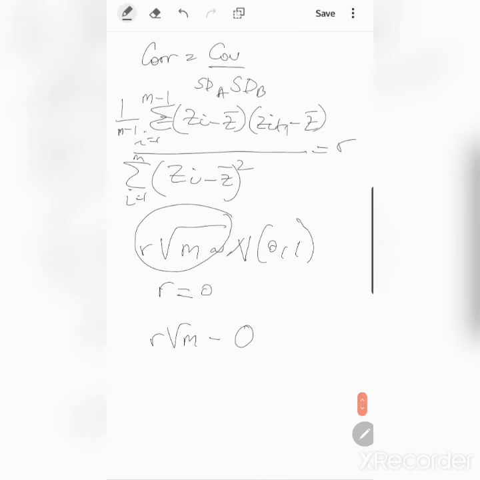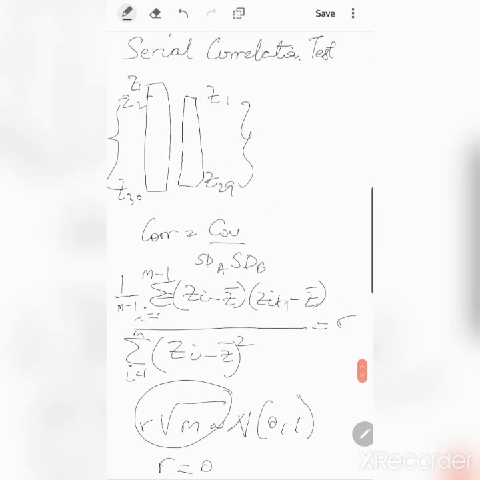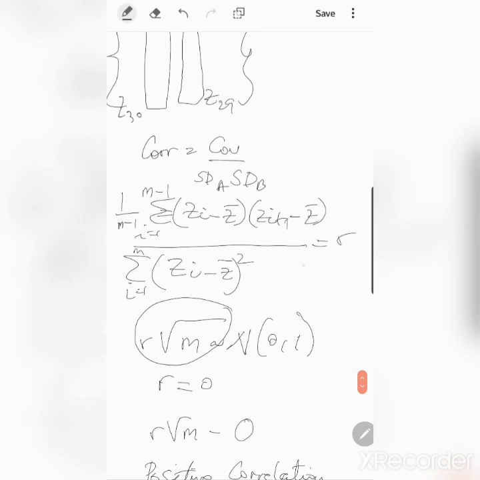But here I'm more interested only in the positive correlation. I'm not bothered about the negatives. So I'm looking at it as a one-tailed test. So I will take the 1 period lag value of all the individual standardized deviations that I'm getting. I can compute R1 using this particular formula.